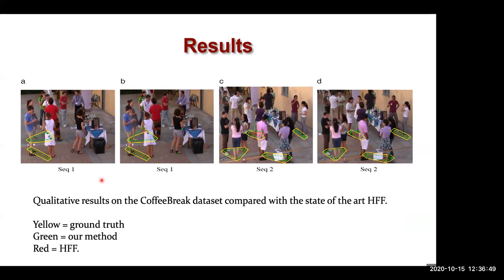Here you can see some concrete examples on a few images. Here, yellow means the ground truth as taken from the training set. Green means our method, and red means another approach, which was one of the competing methods. And you can see how the algorithm is able to perform pretty well in these examples.